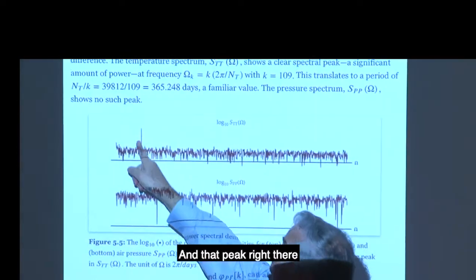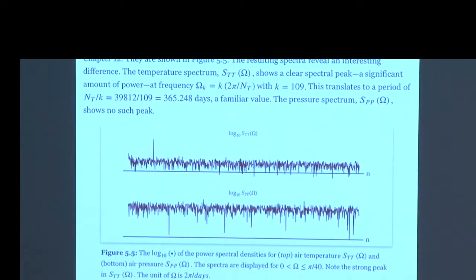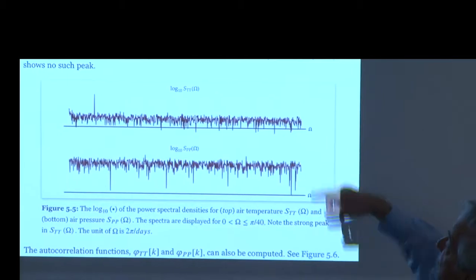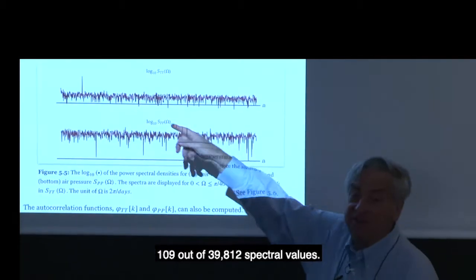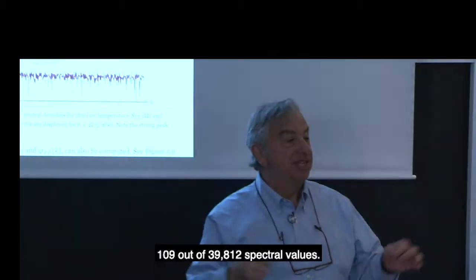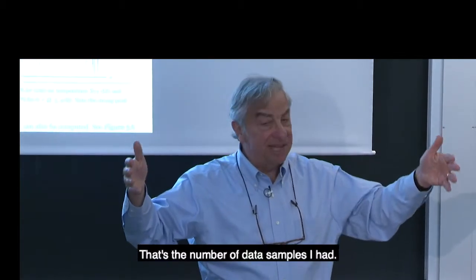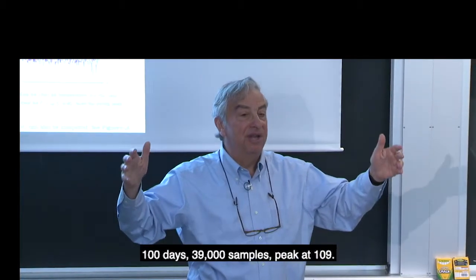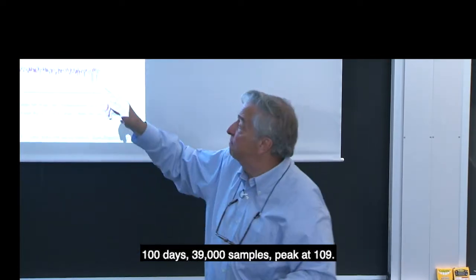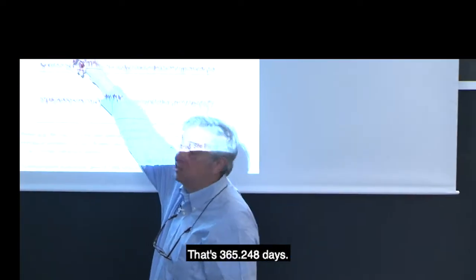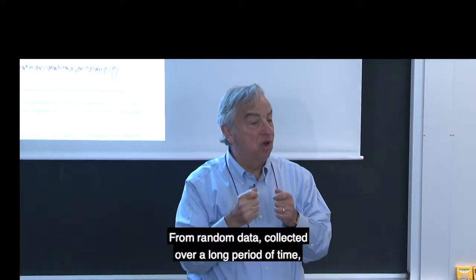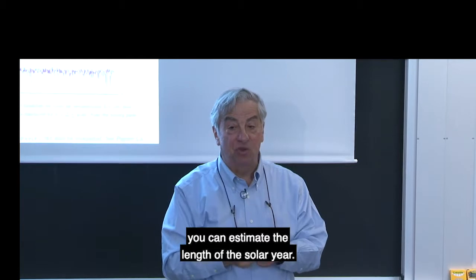And that peak right there says that there's a strong peak, okay? And that strong peak is at the spectral value 109, 109 out of 39,812 spectral values. That's the number of data samples I had, 100 years, 365 and something or other days per year, 39,000 samples, peak at 109. That's 365.248 days. Sound familiar? From random data collected over a long period of time, you can estimate the length of the solar year.